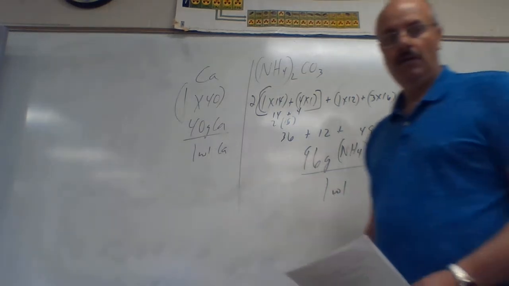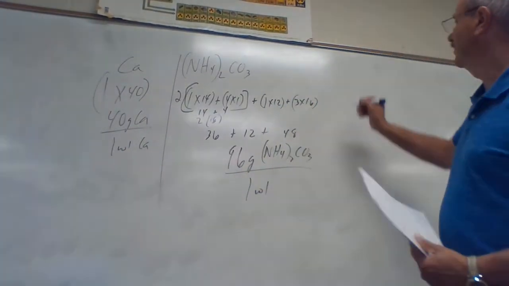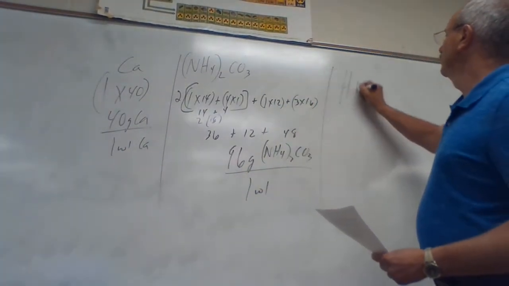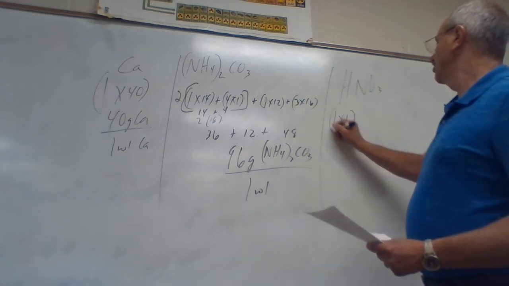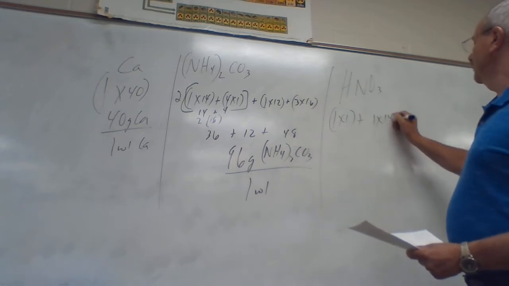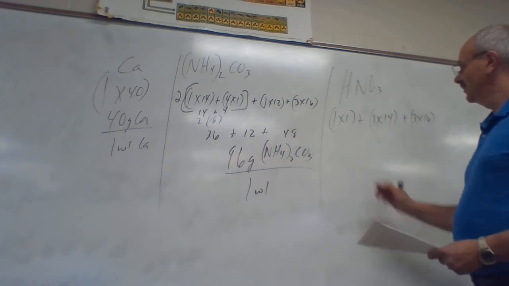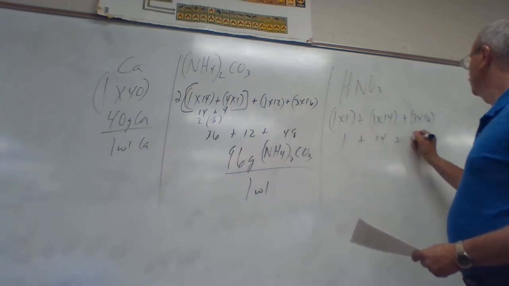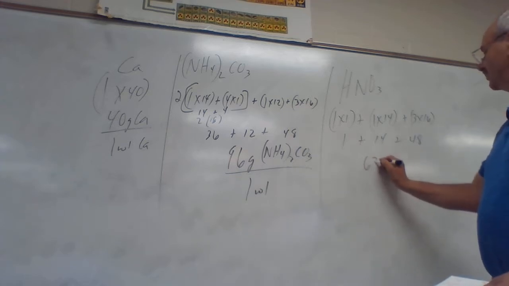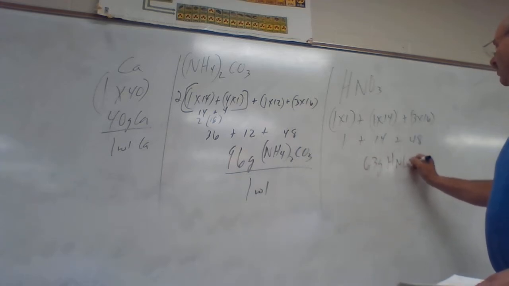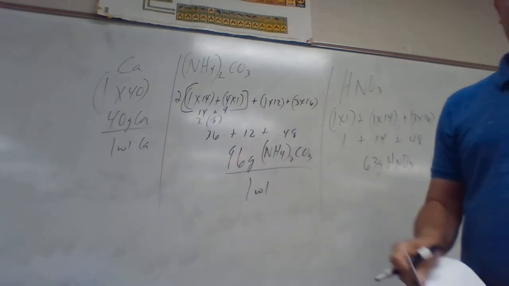Okay, and let's go to the third one. I'll turn it just a little bit. Third one is HNO3. So in this one, we've got 1 hydrogen times 1, plus 1 nitrogen times 14, plus 3 oxygens times 16. So that's 1 plus 14 plus 48. So that is 63 grams of HNO3 is what you should have for that one. So that's number 4.